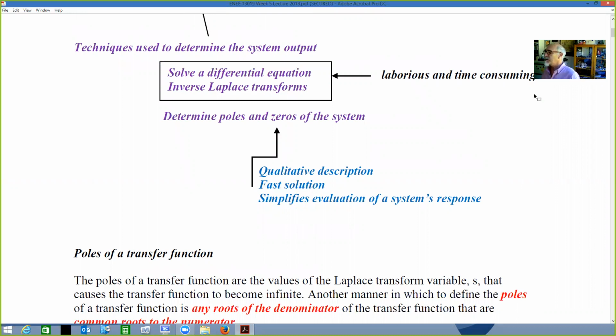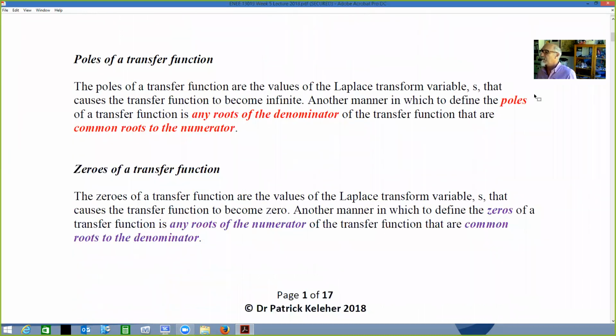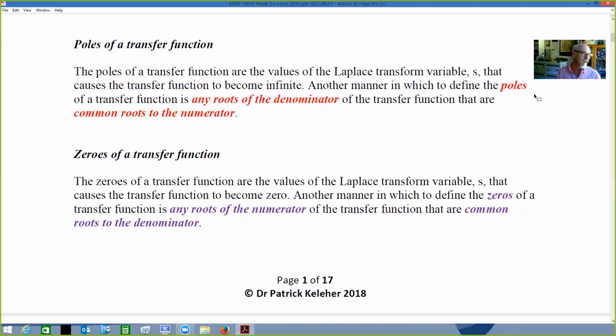You can determine the poles and zeros of the system. That's a qualitative description, a fast solution that simplifies the evaluation of a system's response. So the poles of a system, of a transfer function in particular, when you're looking at the output over the input, that's what our transfer function is. So it's the values of a transfer function that make the Laplace transform become infinite.